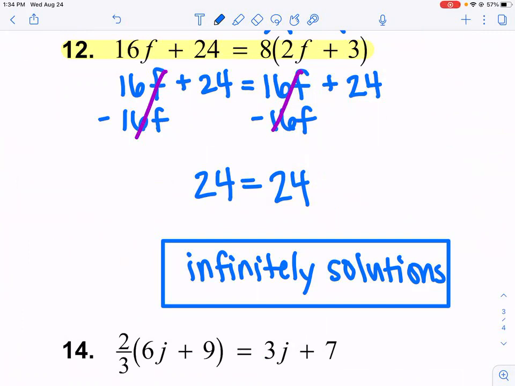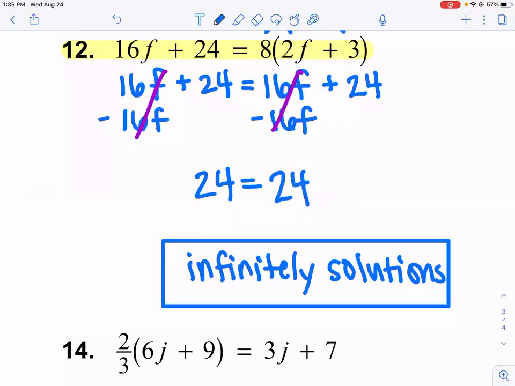Do you want to try it? Like if I plug in 1, 16 times 1 plus 24, does that equal 8 times 2 times 1 plus 3? Just hold on. We would get 16 plus 24, we would get 40 equals 40, okay?